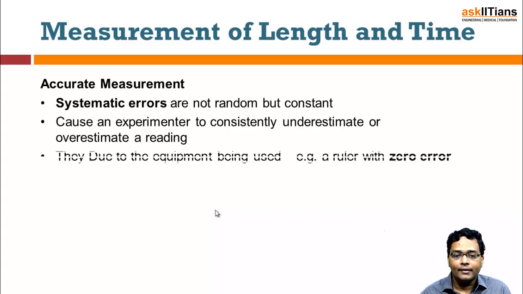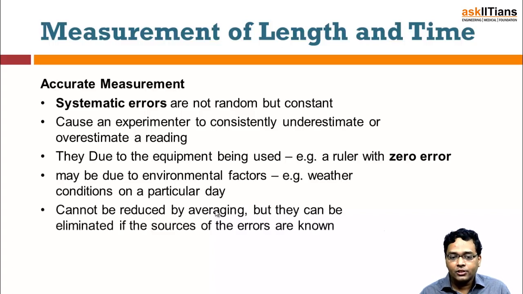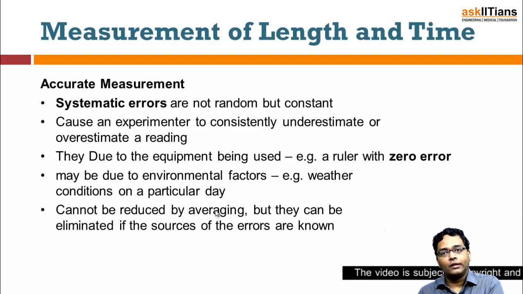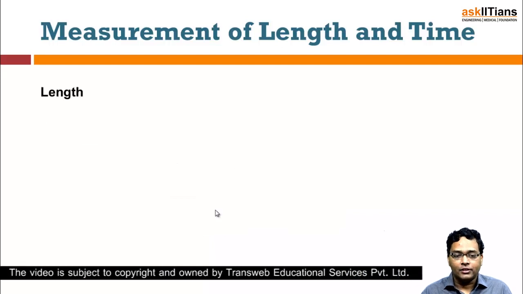So systematic errors are going to be consistent because it's the fault in the instrument or the way you're doing it. There can be zero error, as I mentioned. Then it is also going to be dependent upon the weather condition of a particular day. You cannot reduce it because it's going to be constant in all measurements. So you cannot reduce it by way of averaging out.